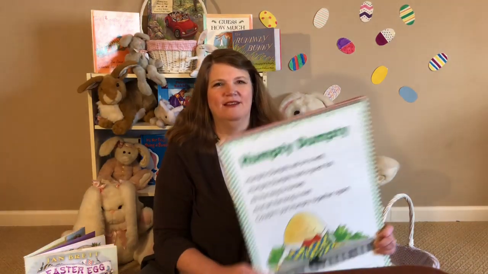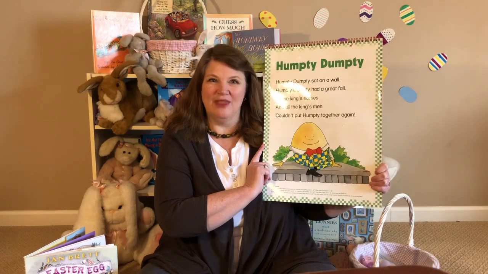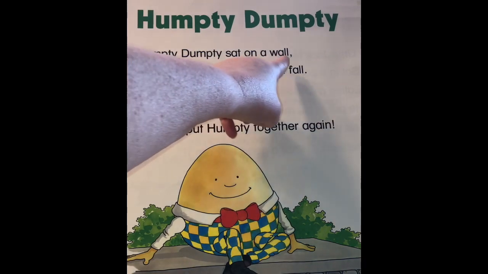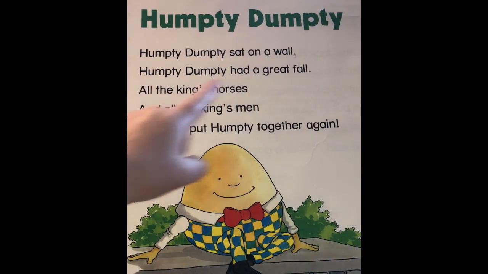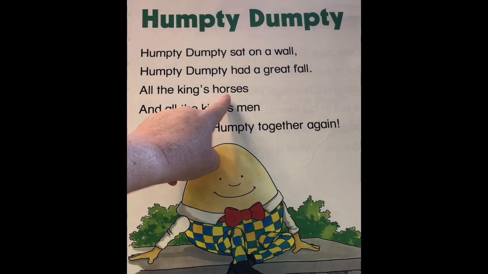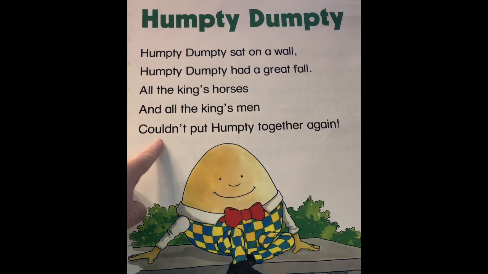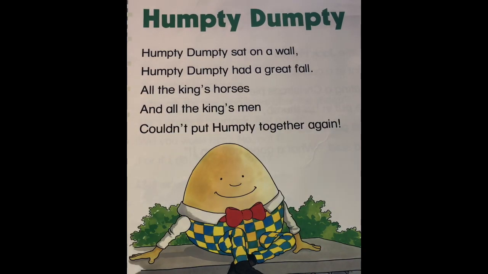Let's start today with a nursery rhyme that you all know. You can read it with me. It's Humpty Dumpty. Read along with me. Humpty Dumpty sat on a wall. Humpty Dumpty had a great fall. All the king's horses and all the king's men couldn't put Humpty together again.